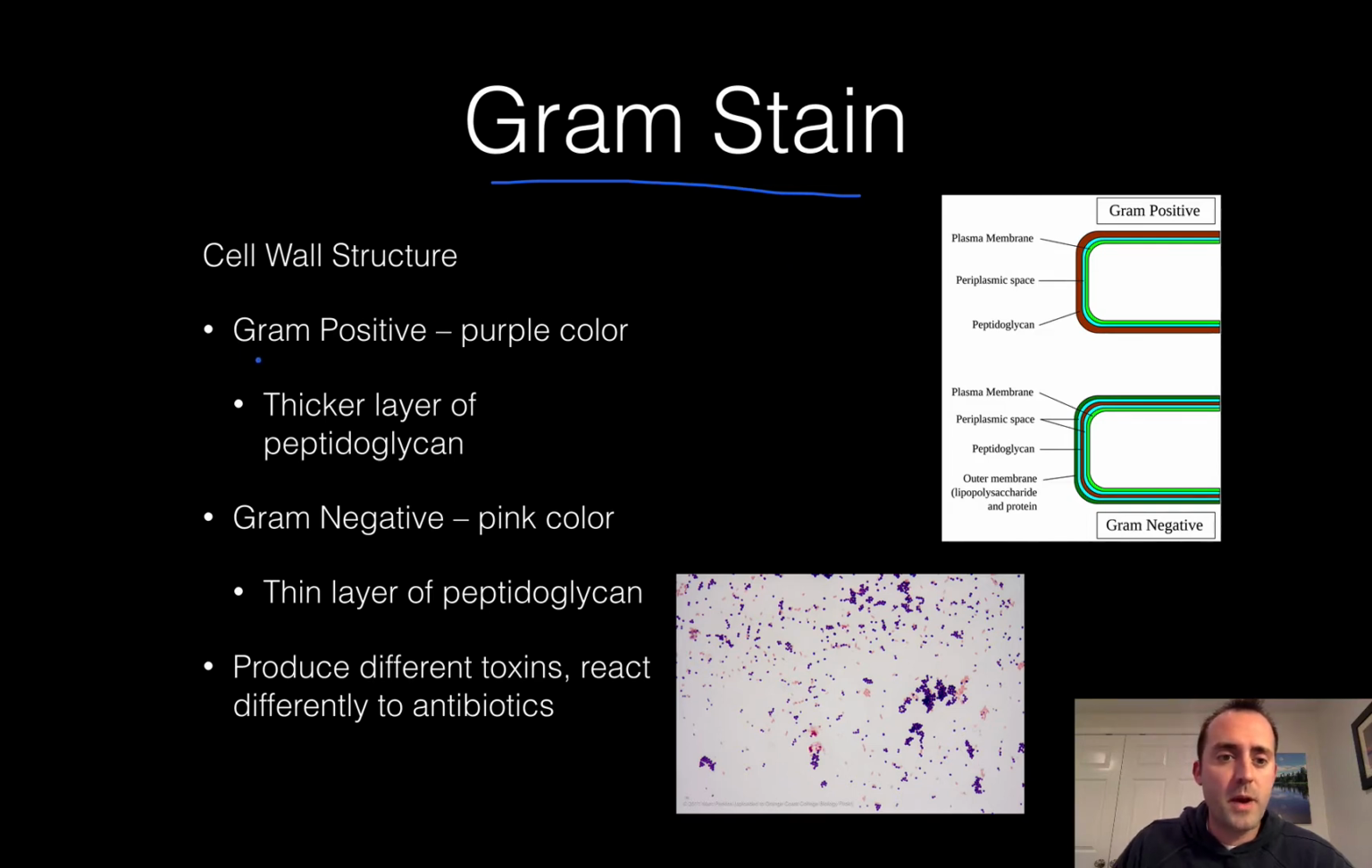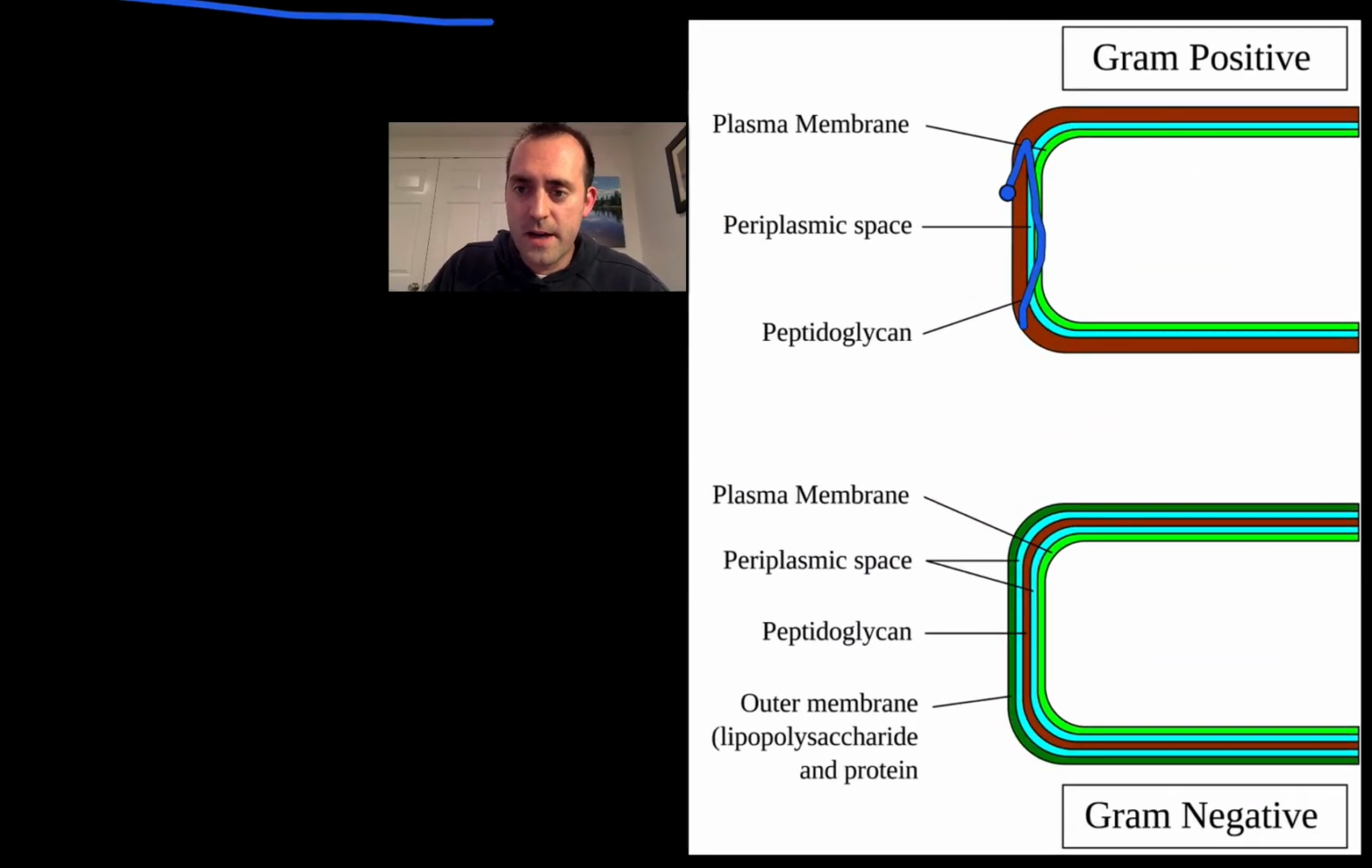We either have gram-positive bacteria, which have a purple color after the gram staining technique, or we have gram-negative bacteria that have a pink color after this gram staining technique. Basically the big difference between the two types of bacteria is that gram-positive bacteria have a very thick layer of peptidoglycan. I can color it in right here. This very thick layer of peptidoglycan in their cell walls holds on to that purple stain.